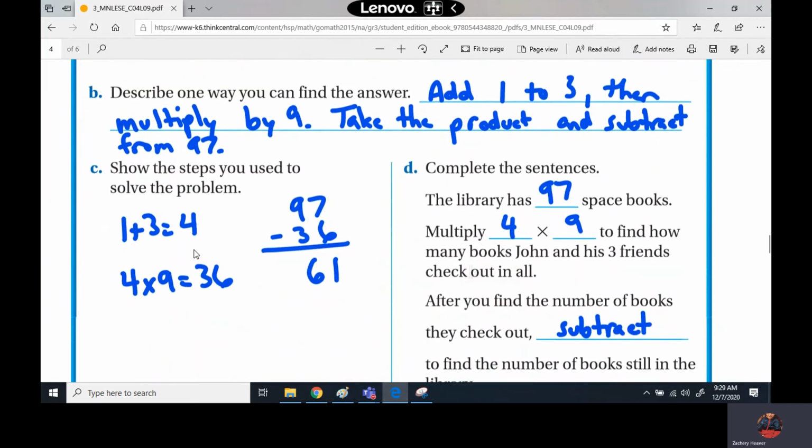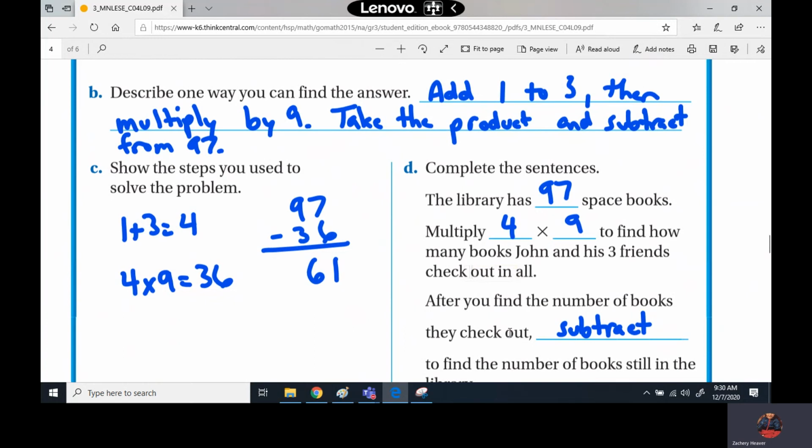1 plus 3 makes 4. 4 times 9. 1 less than 4 is 3. 3 plus 6 makes 9, 36. And then 97 minus 36. 7 minus 6 is 1. 9 minus 3 is 6. So this is our final answer, 61.